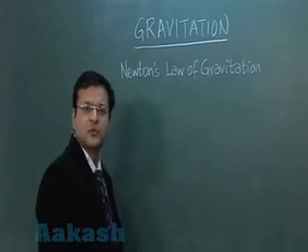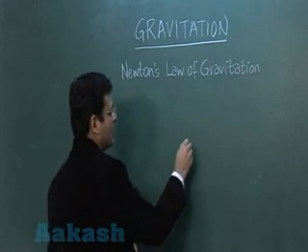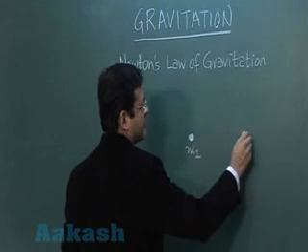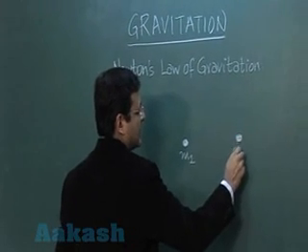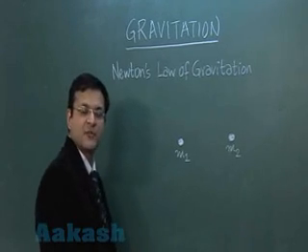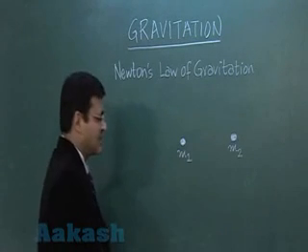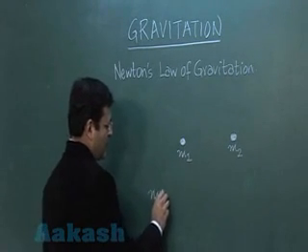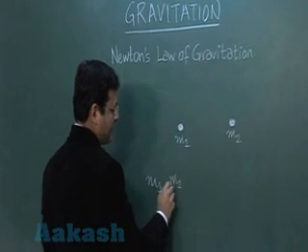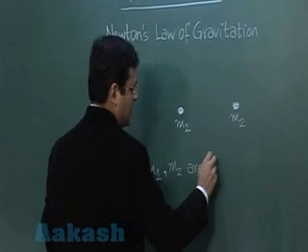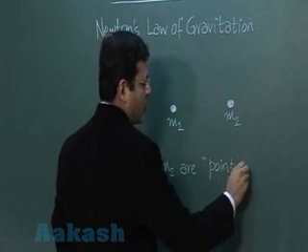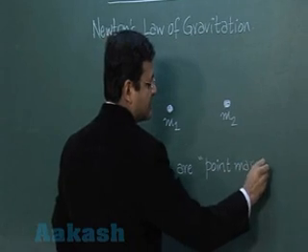Consider you have 2 point masses. Say you have a mass m1 and you have another mass m2. We are saying these two masses m1 and m2 are point masses. What is the meaning of point masses?